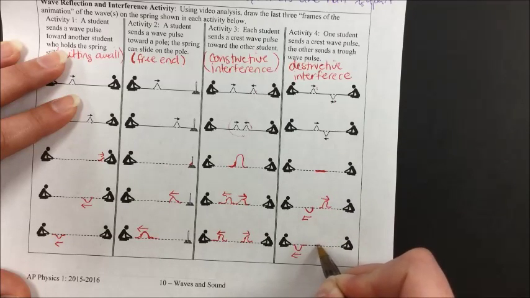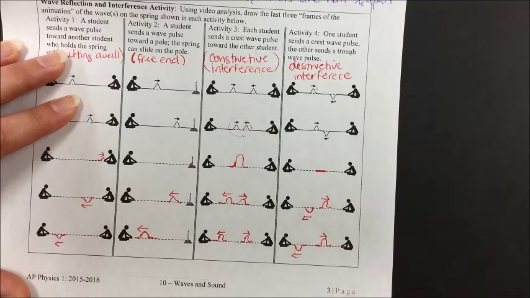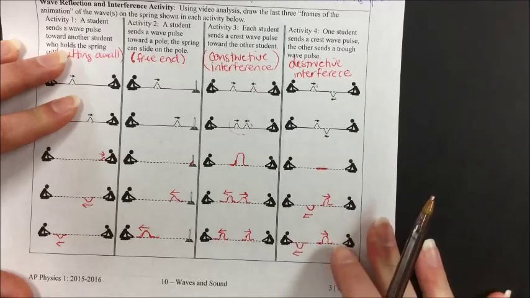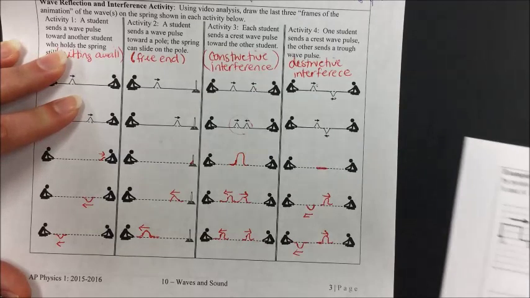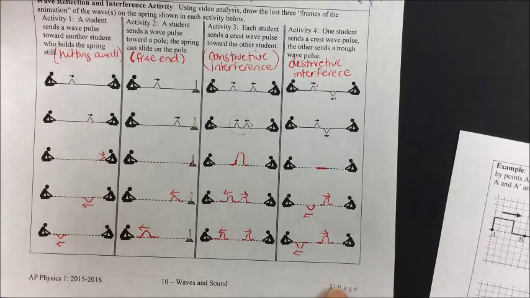So when they interfere with each other, it doesn't change the wave. It simply just alters it for that brief moment, and then it continues on. So that's kind of just a general sketch of what happens with our interference.